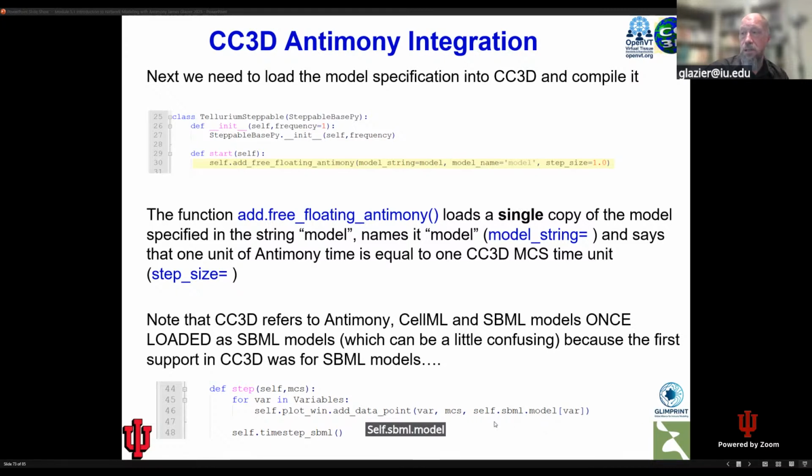self.sbml.model. Notice that it says SBML here, not Antimony. Once it's loaded, it calls it SBML whether it's Antimony or not. That's a bit confusing.